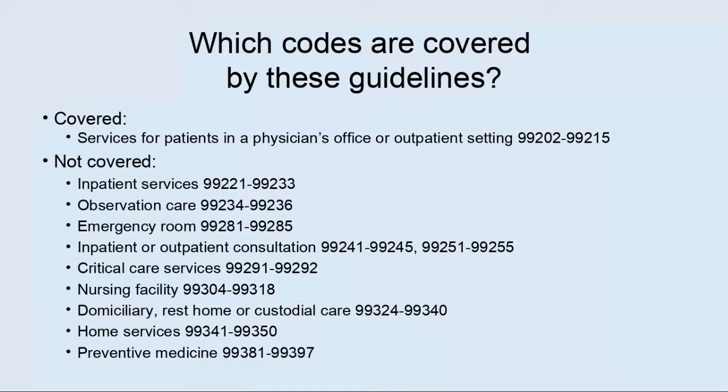In addition, preventive services, such as annual visits, may be performed in an office setting, but they have a completely separate set of guidelines. Consultations provided in an office setting also have their own guidelines. Inpatient services such as hospital care and inpatient consultations have a completely separate set of guidelines. And these are the ones that end up with history, medical decision making, physical, etc. So this video discusses 99202 to 99215 only.